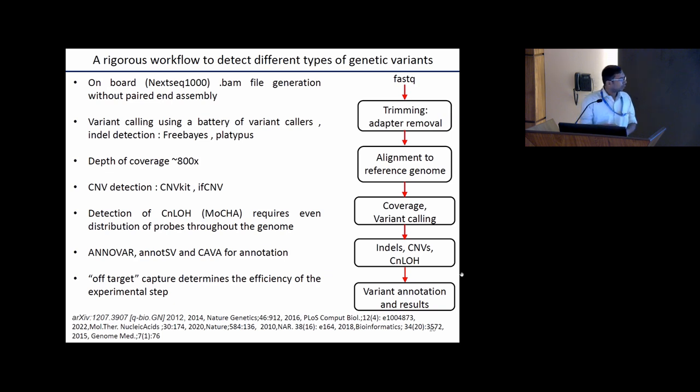This assay is designed such that the probes which we are using are evenly distributed throughout the genome, which helps us in detecting copy number loss of heterozygosity using mosaic chromosomal alteration. And the variants which are obtained here are then annotated using NOR, NOTSV, or NCAVA. And one of the important things which you need to keep in mind when you are looking for the output from this assay is a metric called off-target capture, which determines the efficiency of the experimental step.